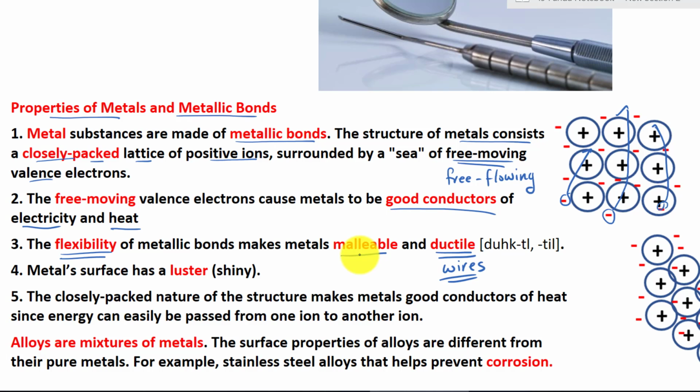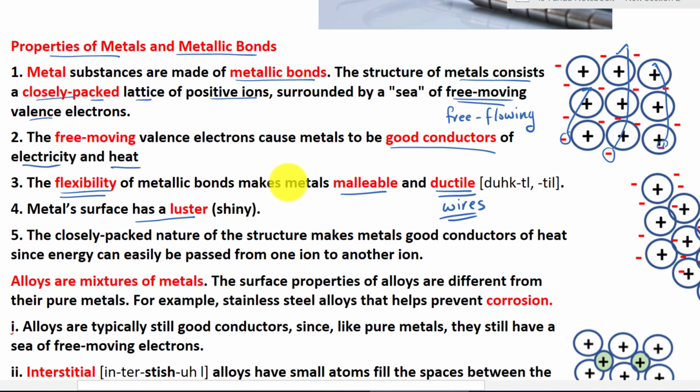Metals also have luster. Think of luster like shiny. Think of everything you see that is made of metal. It has that shininess that you see. And the closely packed nature of the structure makes metals good conductors, as we mentioned before, since energy can be passed from one ion to another. Because they are closely packed together, the electricity can jump from one end to another very easily.